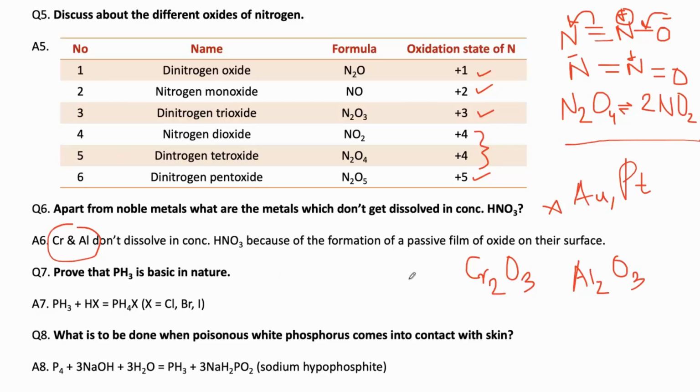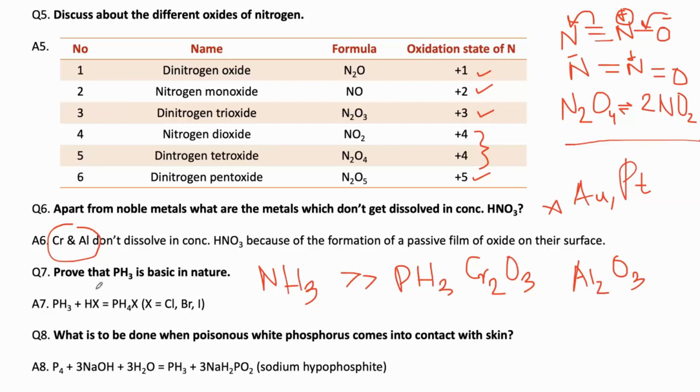So in these cases, they don't get dissolved in concentrated nitric acid. In the next question, it is the proof that PH3 is basic in nature. You know, ammonia is much more basic than PH3. PH3 is phosphine and NH3 is ammonia. So in terms of basicity, PH3 is much less basic than ammonia. Still, it has some basic character.